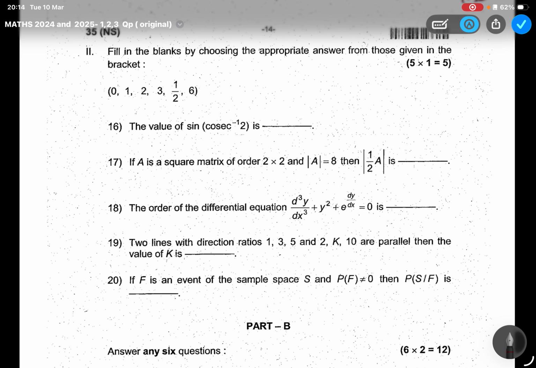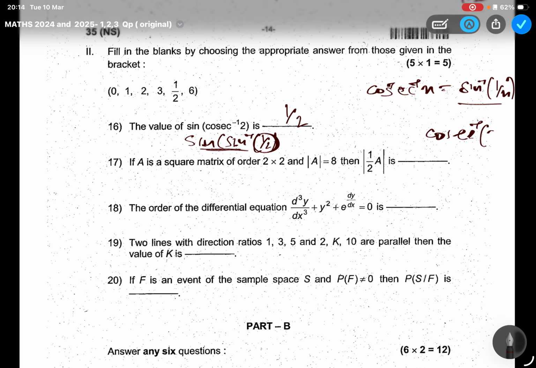Here there are two possibilities. You can go through the property: cosec inverse of x is equal to sine inverse of 1 by x. Here cosec inverse of x you can write as sine inverse of 1 by x, then it will be sine inverse of 1 by 2. Using this property, the answer will be 1 by 2. And you can also take cosec inverse of 2, which will be 30 degrees. Sine 30 degrees will be 1/2. Both are correct.